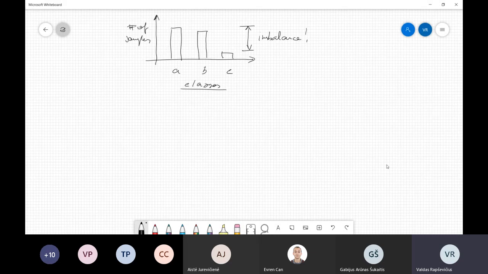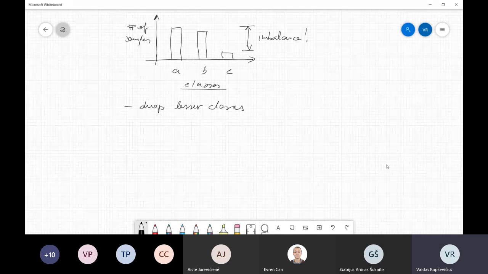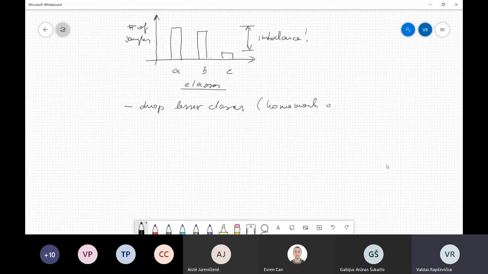That's very good, right? It's a simplification. You don't need to calculate these multi-label metrics. So I'm writing it down: drop lesser classes. This is for your homework only, because in practice this is not very good, since it's just reducing the number of classes.